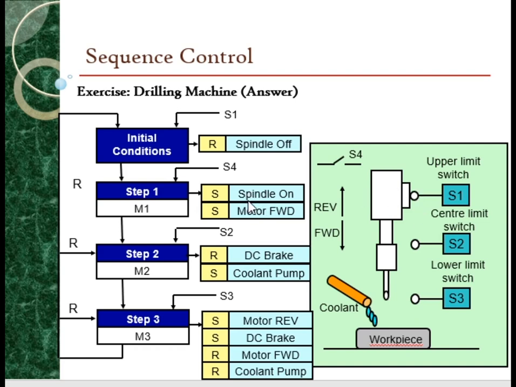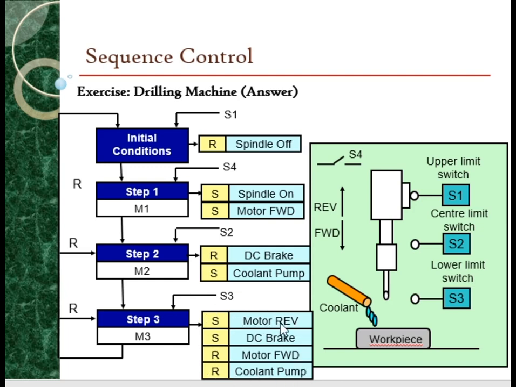Once these outputs have been set up, then when condition S2 is activated, the step now moves to step 2. So at step 2, the DC brake is reset, okay, to slow down the movement of the drill, and then the coolant pump is set. So the process continues to step 3 when S3 is activated.